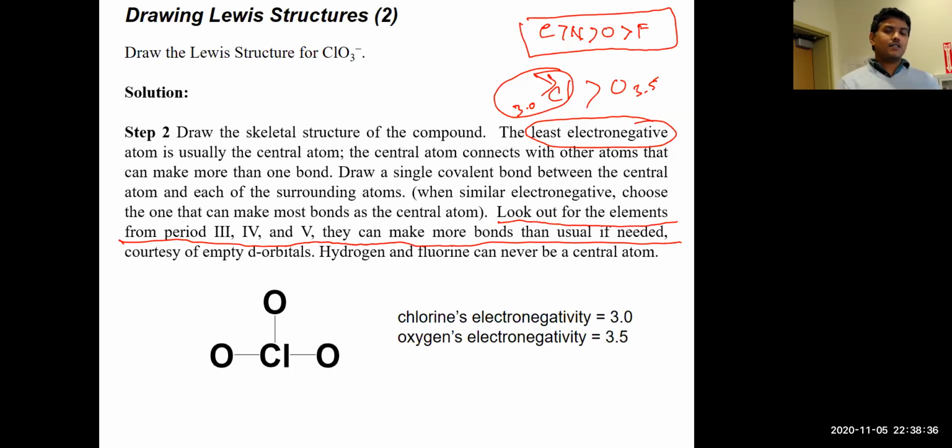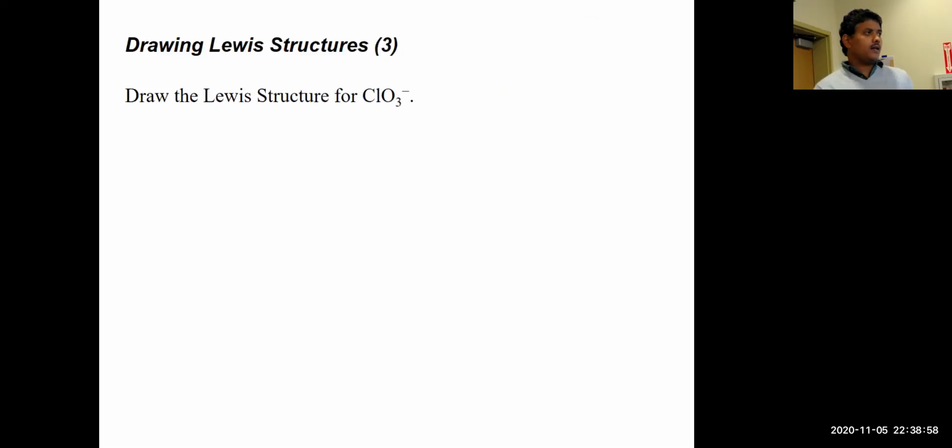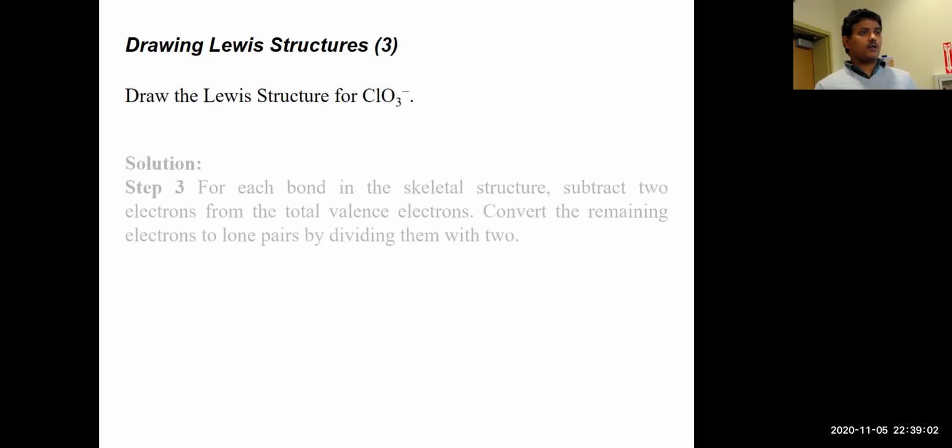That's why we didn't go with the oxygen and oxygen connection here, even though technically you can, because you would most likely end up with charges that you are not supposed to. So this is the best possible distribution. How do you know? You kind of get a feeling for it once you work with a few problems. Okay, this is kind of that feeling that chlorine is central, oxygens are connected. Now draw Lewis structure for, well, it's the same problem, sorry.